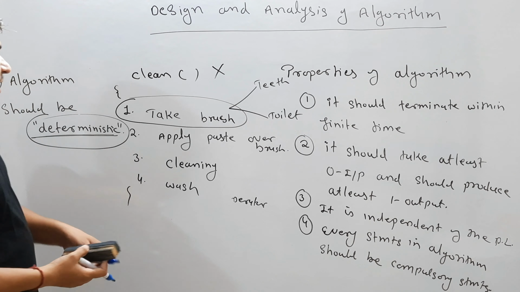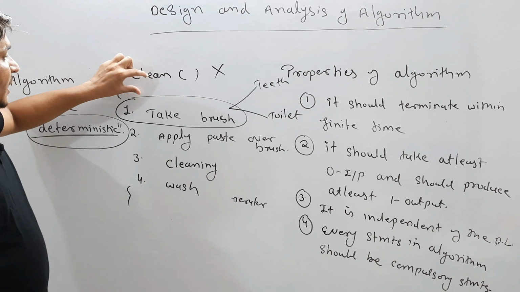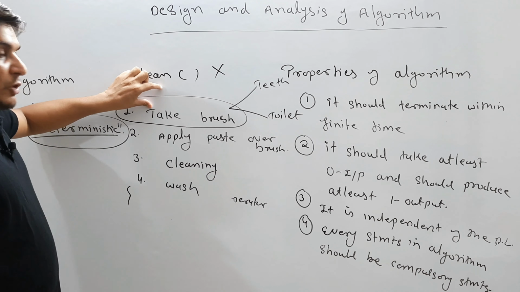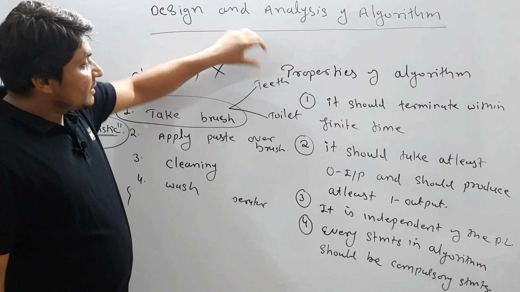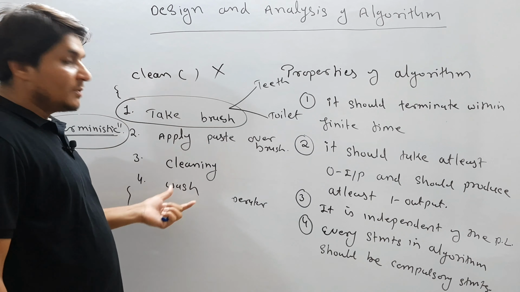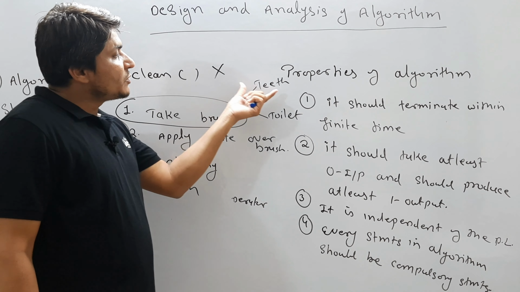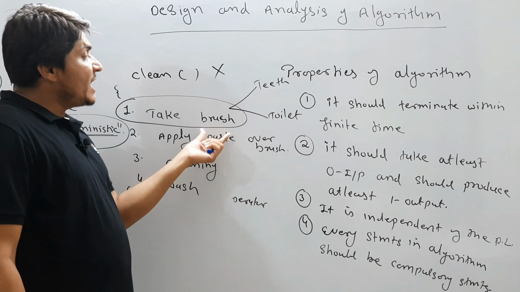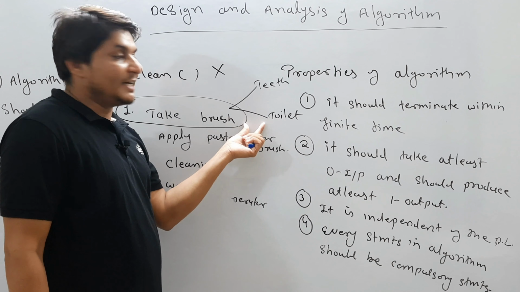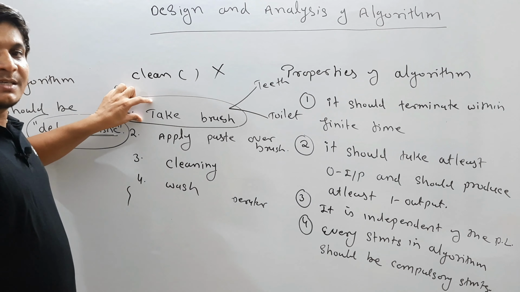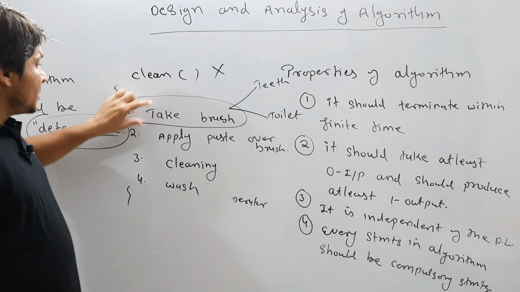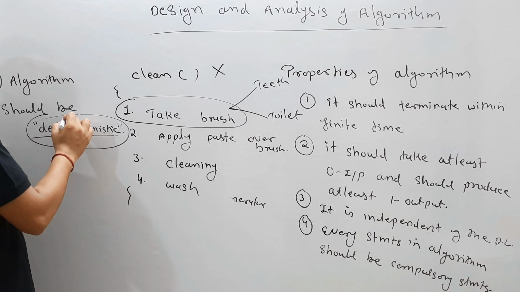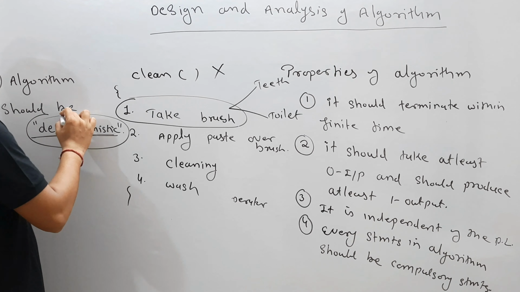Due to this ambiguity, there is no certainty. Let's say I give this algorithm to some of the students, so maybe some of the students will pick a teeth brush, some of the students will pick a toilet brush, because I haven't mentioned it in this statement. That is the reason this statement is an ambiguous statement. So this algorithm is not satisfying the last property, which is deterministic.